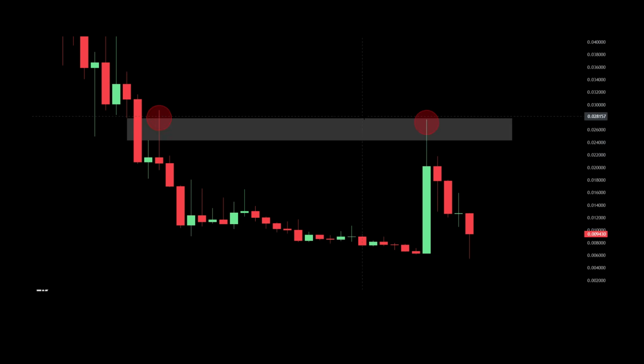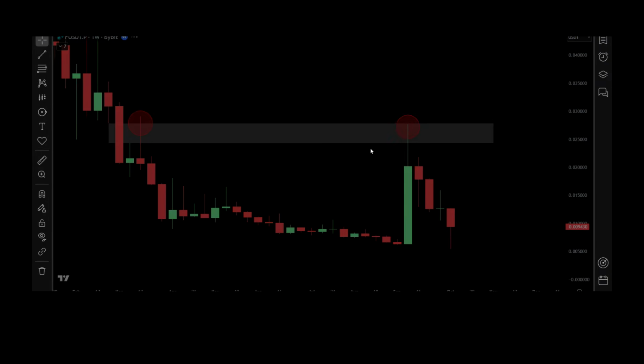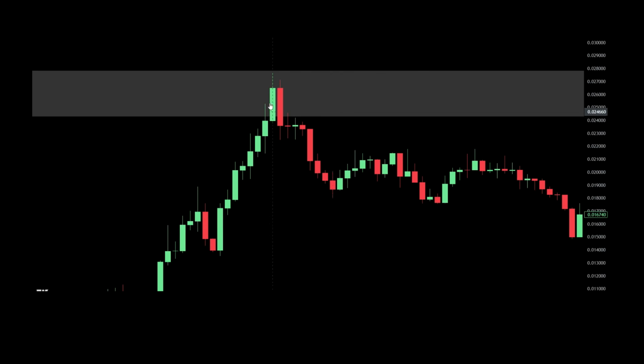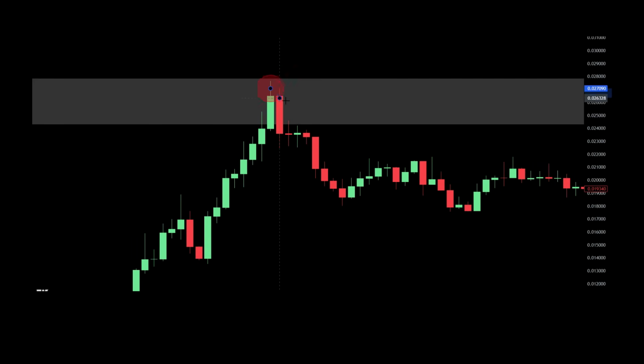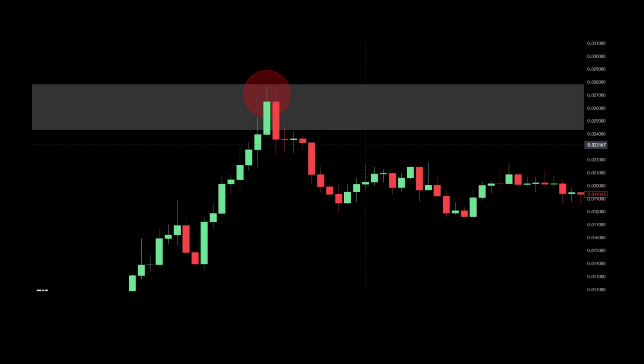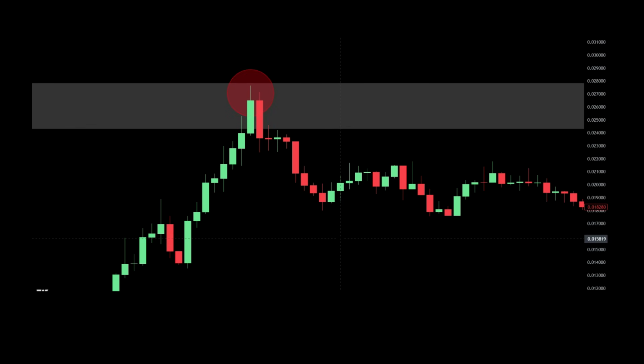So these are the places you would want to jump onto a lower time frame. I've zoomed into a 1 hour now. Price is tapping into that level. Let me just show you clearly when price taps exactly into that fair value gap. Price loves to react and respond at liquidity levels.